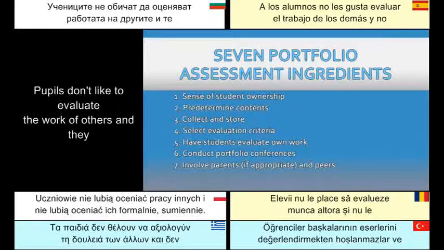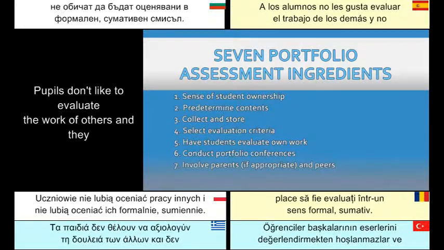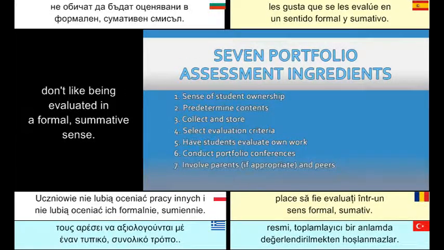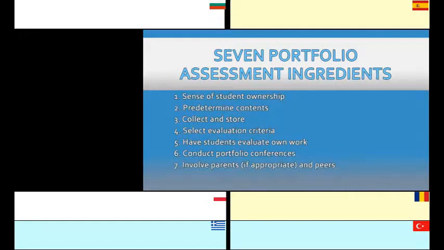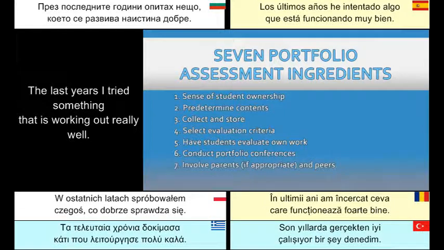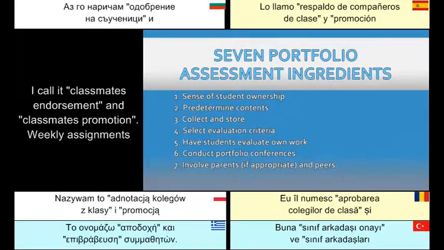Most students don't like to evaluate other students' work, and most students don't like to have their work evaluated, particularly in a formal, summative sense. For the past few years, I've been experimenting with something that is working out really well for me. I call it peer endorsement and peer promotion.